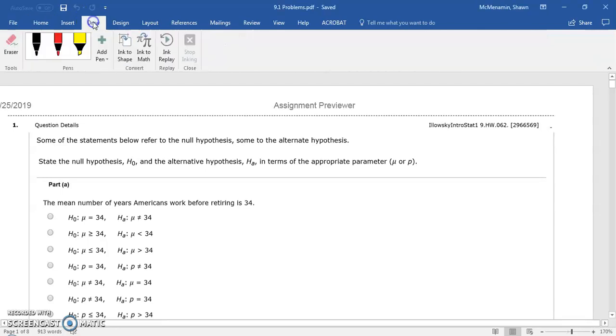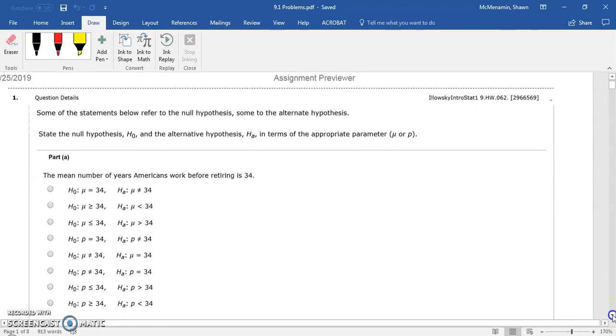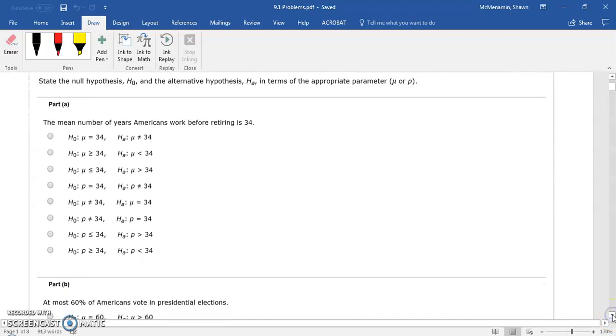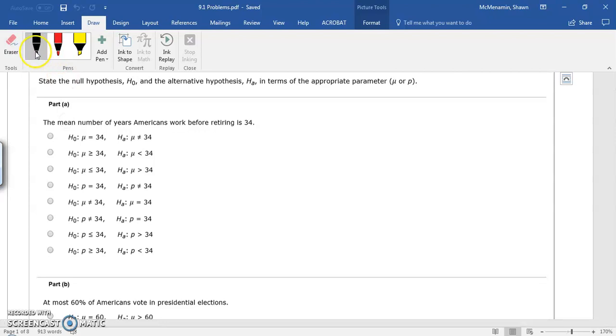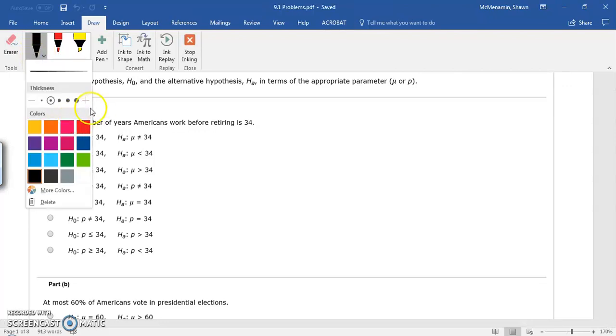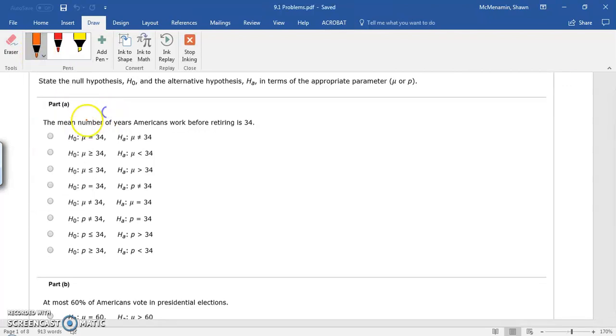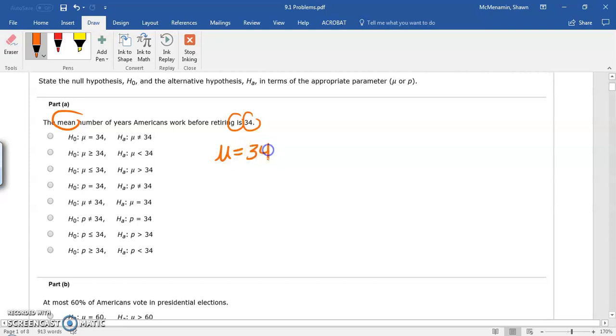So for section 9.1, we are creating our H0 and our HA, or null and alternative hypothesis. For the first problem, it says that the mean equals 34. So the opposite of that would be the mean does not equal 34. Your H0 always has your equal sign.